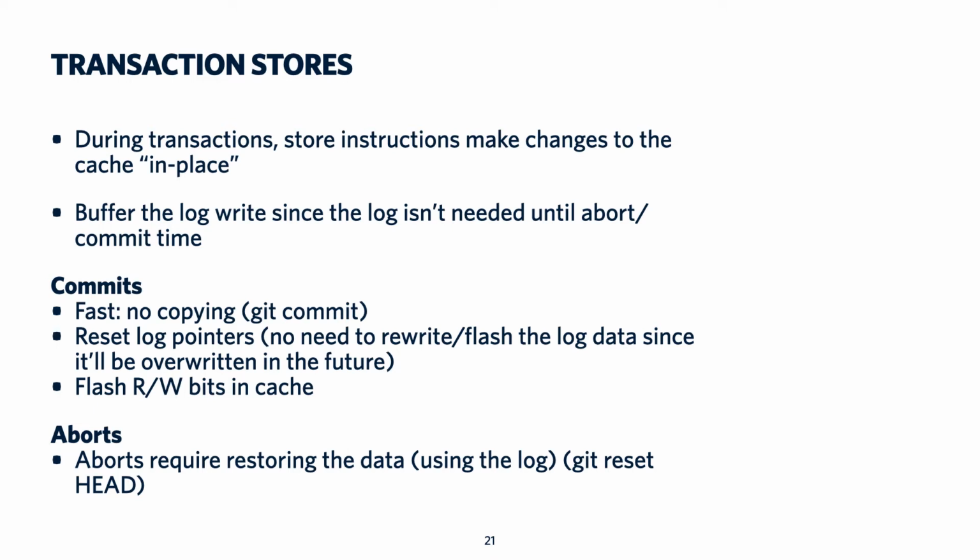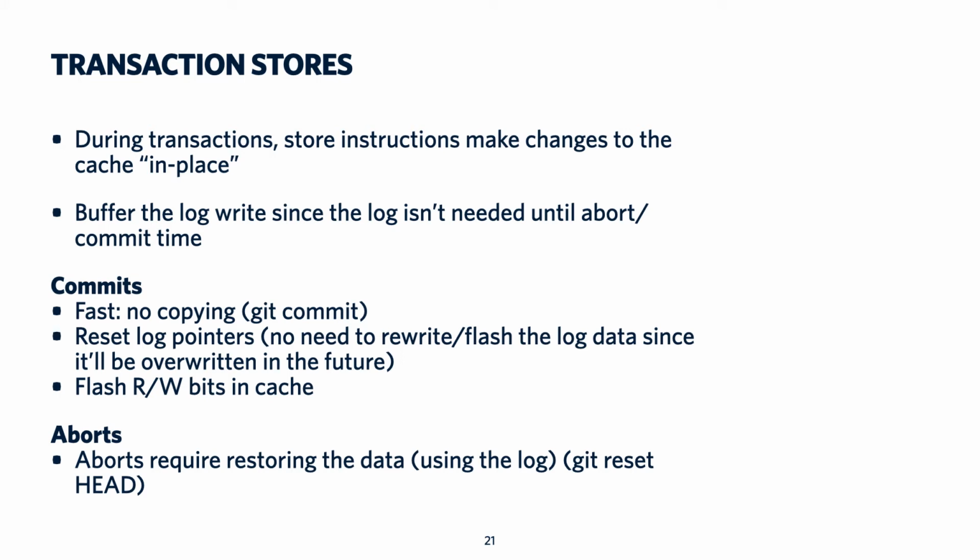Okay, so in terms of transaction stores, as we talked about, when we're storing a new data value during a transaction, we store it in place. That means the new data sits where it's supposed to, corresponding to the actual address. At the same time, we write the old values to a log. But we can buffer this log since the log isn't needed until abort time, which is sometime in the future, but not immediate.